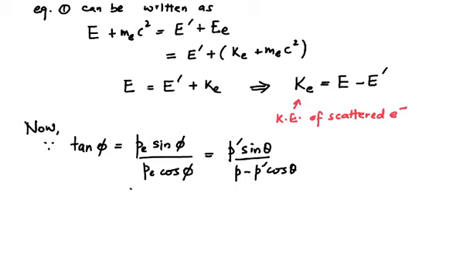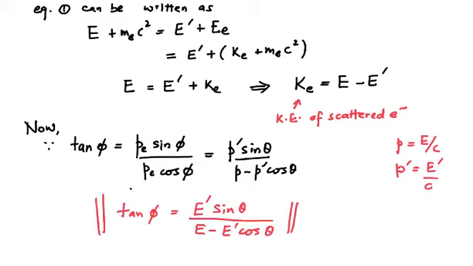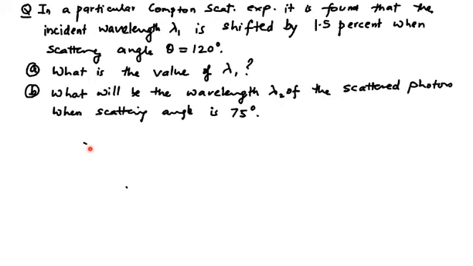So the kinetic energy acquired by the scattered electron is equal to the difference between the initial and final energies of the photon. Now we can find the direction using this formula. And now we can substitute the value of the momentum of the photon. So from here we can get the direction of the scattered electrons if we know the initial and final energies and the scattering angle of the photon.